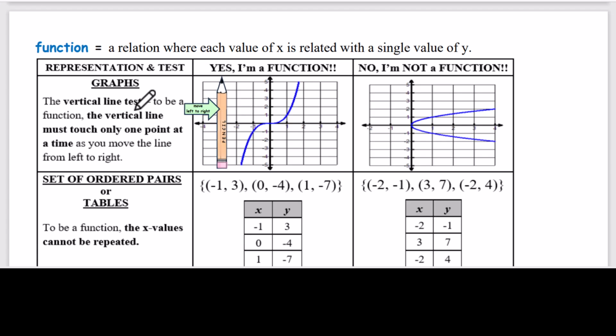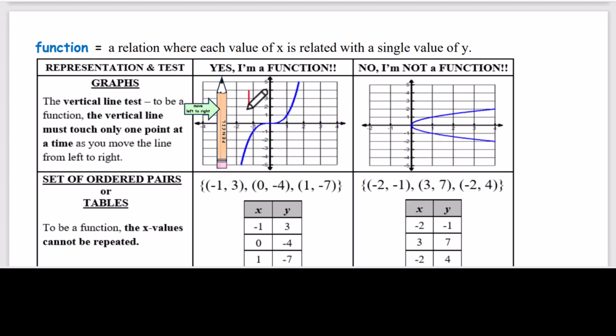So the vertical line test: to be a function, the vertical line must touch only one point at a time as you move the line from left to right. So imagine a line. We're going to use the pencil right here as our vertical line. And imagine that I'm going to move this pencil across from left to right on the coordinate plane.